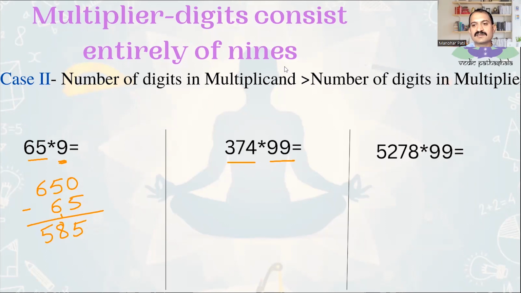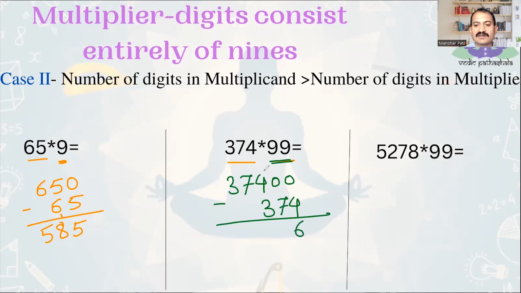Next is first put the zeros next to the multiplicand. So 374. How many zeros? 2 zeros because there are 2 nines, and then subtract the original multiplicand, 374. 10 minus 4 is 6. 10 minus 8 is 2. 4 minus 4 is 0. And 37 as it is. This is your final answer.